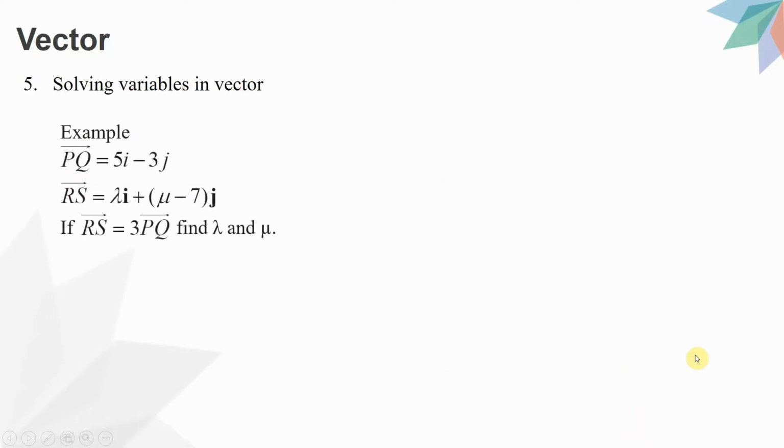Alright, the last thing we want to talk about is solving variables in vectors. Let's just look at this line. We have PQ and also RS. And if RS is 3 times PQ, we want to find what lambda and mu are. Now lambda and mu are just like variables that we want to find. We do not use x and y in vectors so that we do not get confused when we look at vectors in the graph. So we start with this line, RS is 3 times PQ.